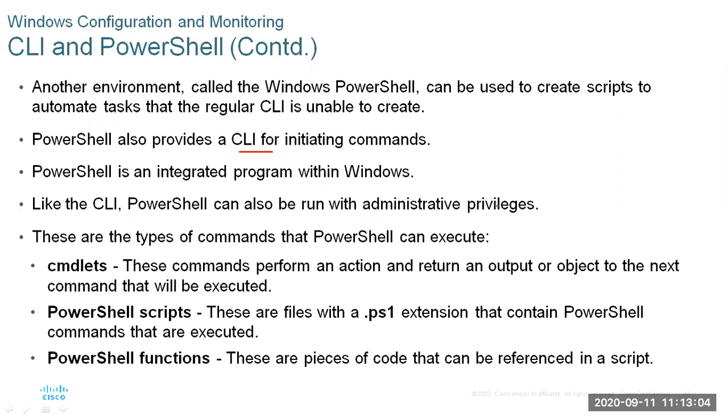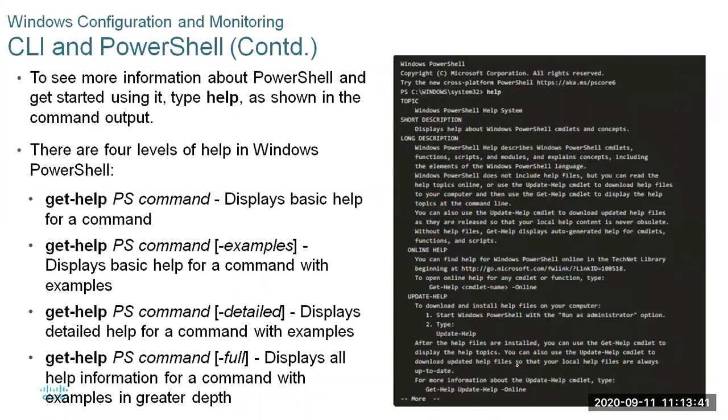These are the types of commands that PowerShell can execute: the cmdlets, the PowerShell scripts, and these are PowerShell commands. Cmdlets are commands that perform an action and return an output or object to the next command that will be executed. The scripts are files with the .ps1 extension that contain PowerShell. The PS here is PowerShell. And these are pieces of code that can be referenced in a script.